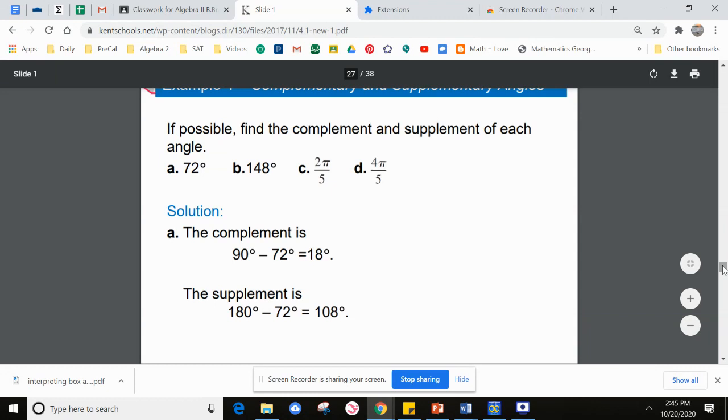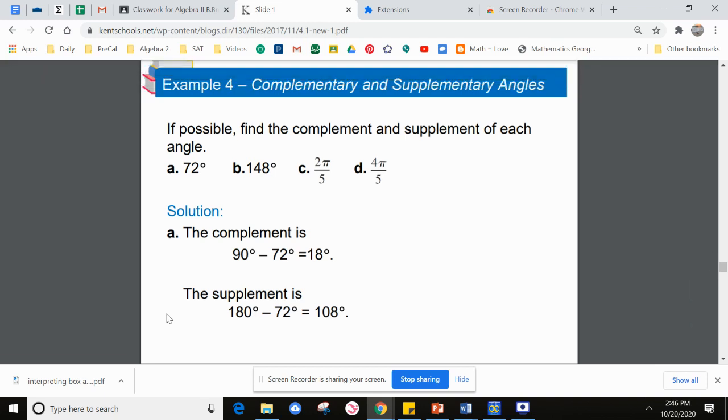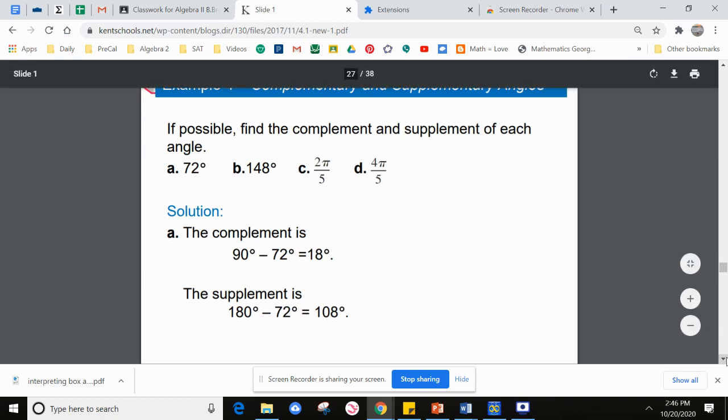The directions say, if possible, find the complement and supplement of each angle. For 72 degrees, the complement would just be 90 minus 72, which is 18. The supplement would be 180 minus 72, which is 108. So in degrees, everything is pretty straightforward. You did that in geometry, and hopefully that feels a little familiar to you.